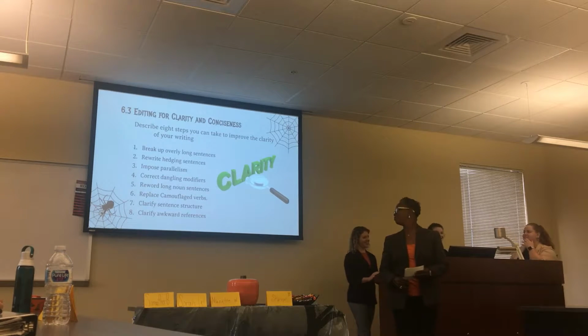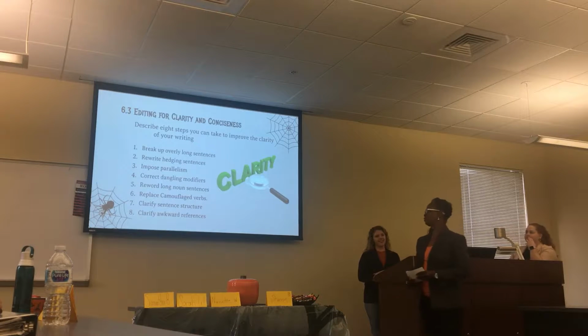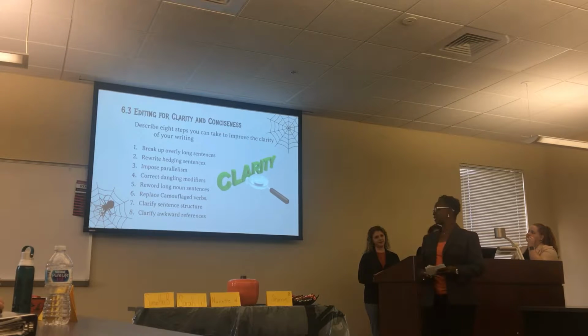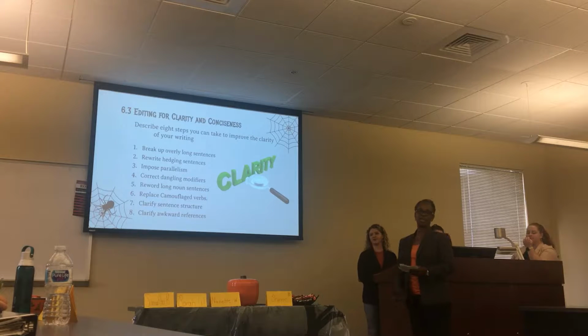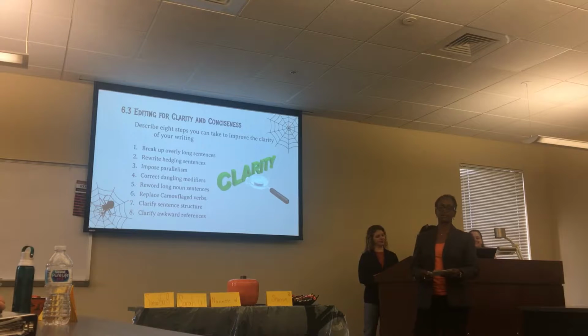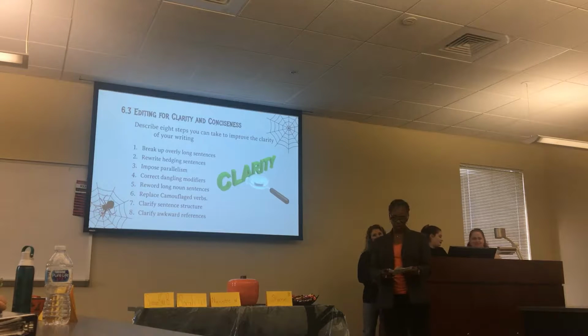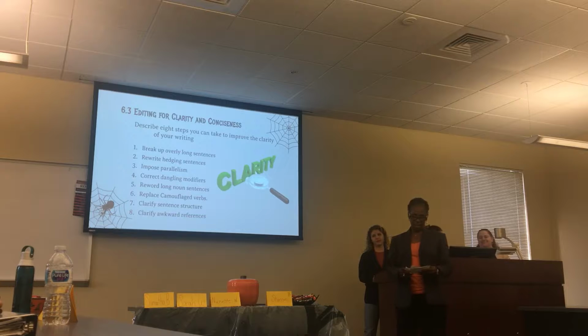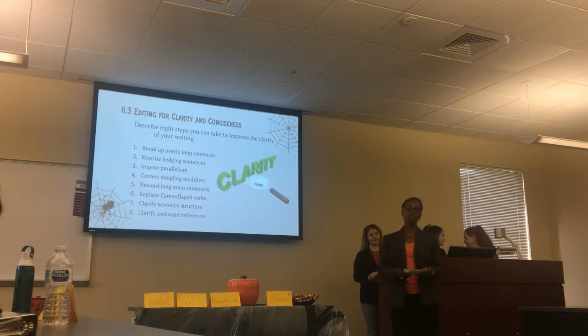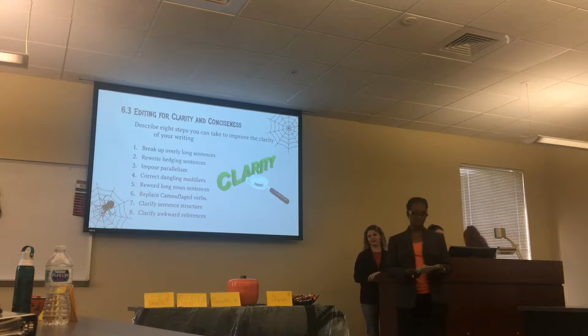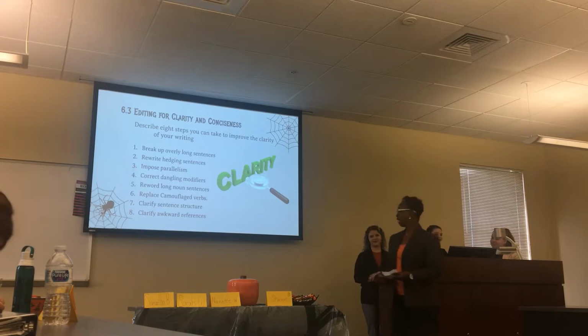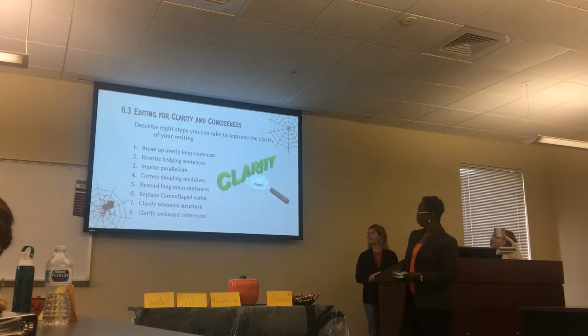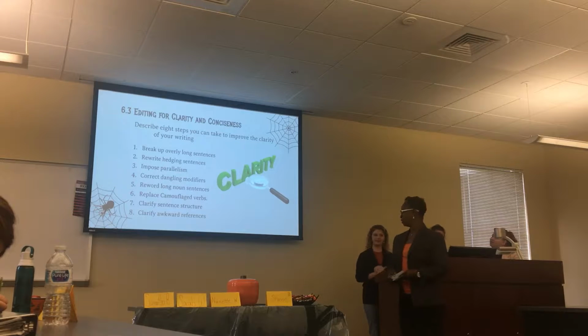And the next objective, number 3, would be editing for clarity and conciseness. So when you're editing for clarity and conciseness, you want to make sure that your message is as clear and concise as possible. And you want to make sure that the reader can extract any meaning without reading it more than twice. And you also would want to look closely at your paragraph's organization, the sentences, and your word choices. And so there are 8 steps you can take to improve the clarity of your writing.